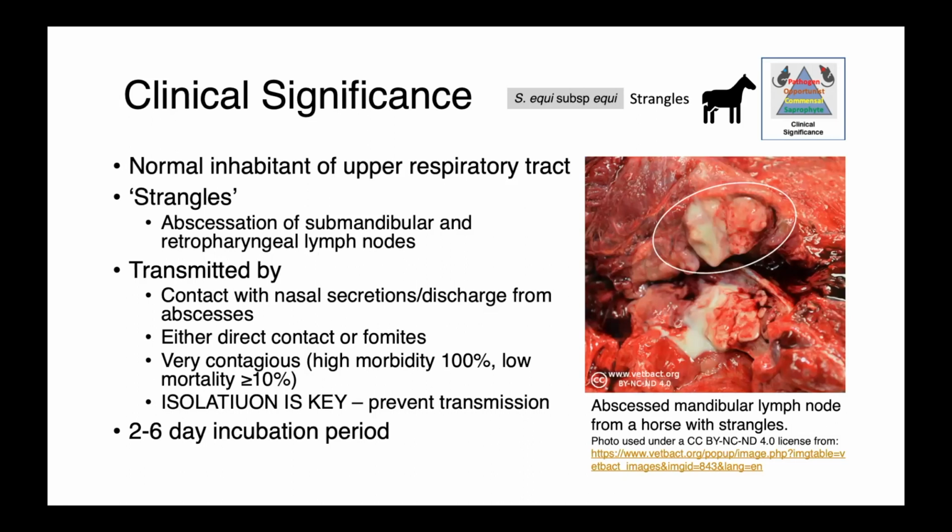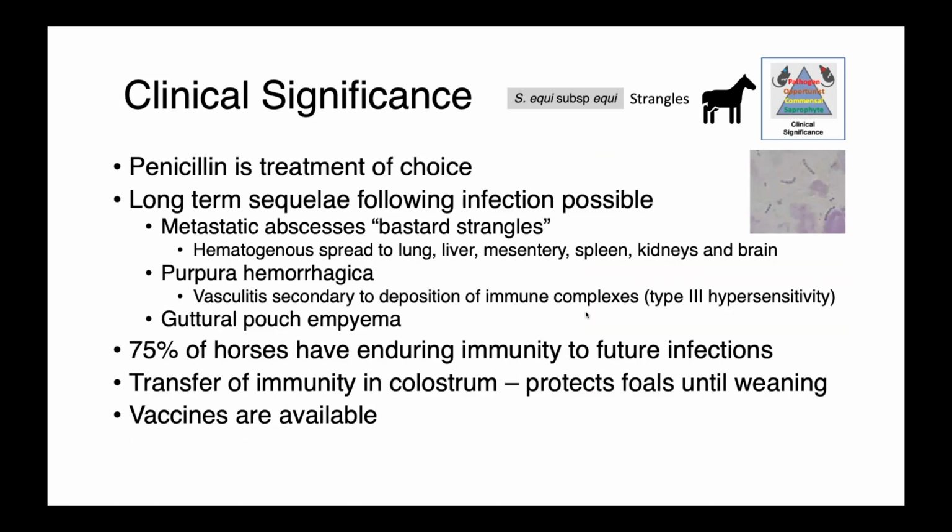It's very contagious. There's a high morbidity rate, so up to 100% of animals who are exposed become infected, and a low but not insignificant mortality rate of around 10%. Control of this disease really relies on isolation. You want to prevent transmission between animals, and prevent exposure to purulent material, such as you see here. Disease develops following a 6 to 10 day incubation period. Penicillin is the treatment of choice for strangles.